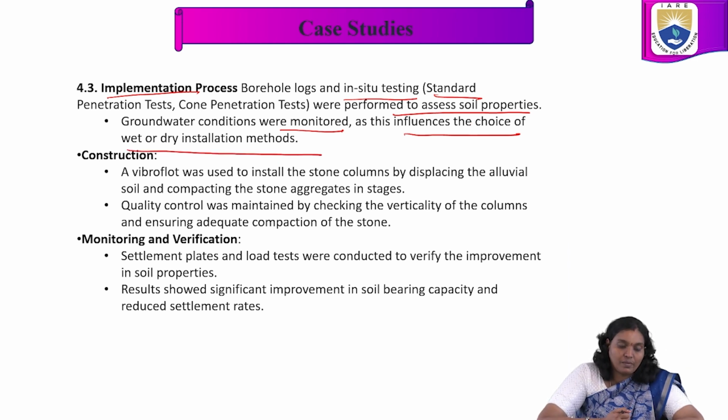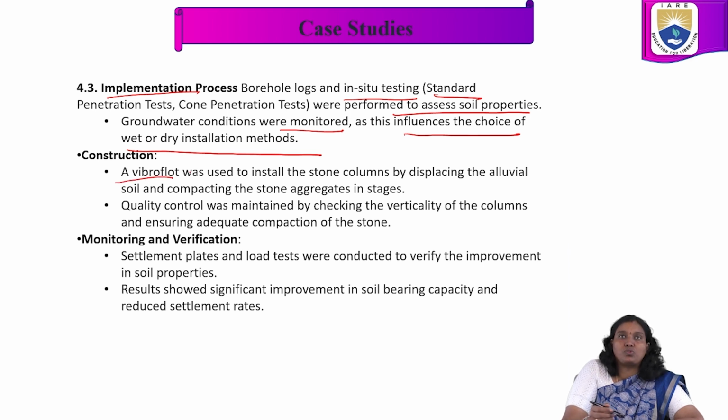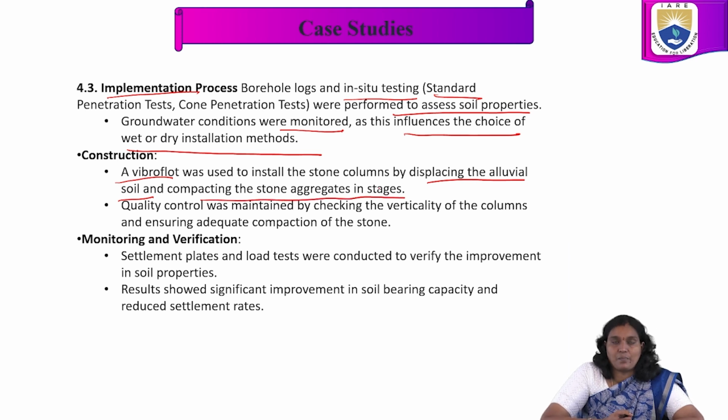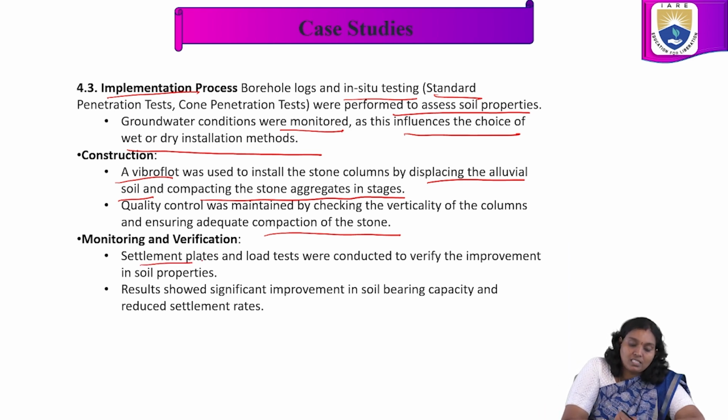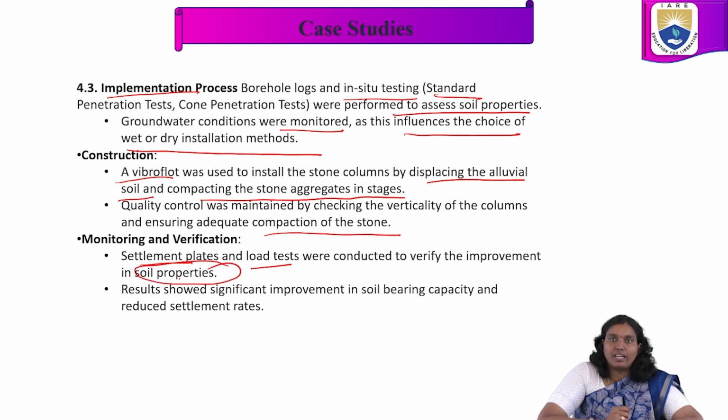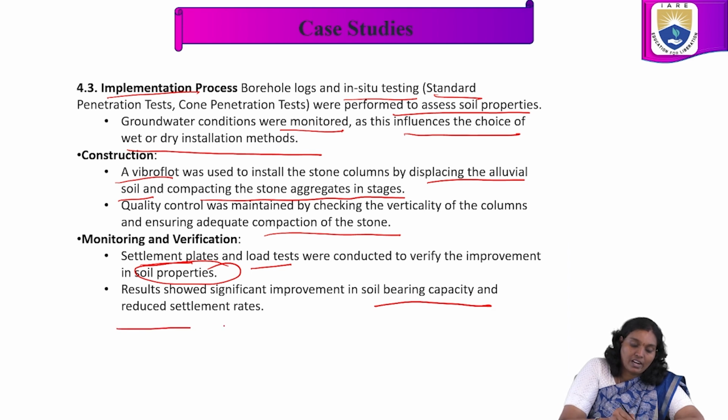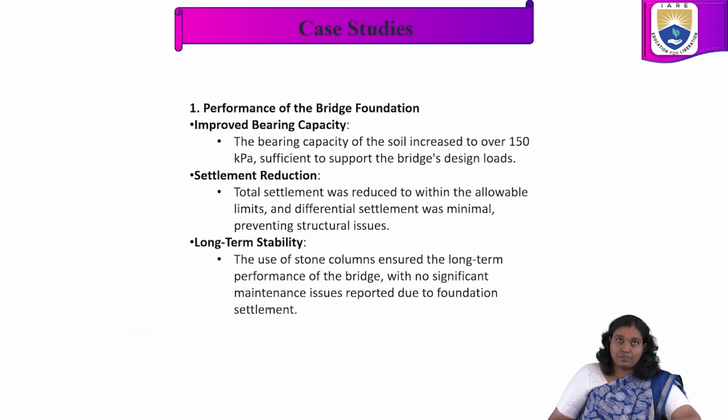In this construction, a vibro float was used to install the stone columns by displacing the alluvial soil and compacting the stone aggregates in stages. Quality control was maintained by checking the verticality of the columns and ensuring adequate compaction of the stone. For monitoring and verification, settlement plates and load tests were conducted to verify the improvement in soil properties, and the results showed significant improvement in soil bearing capacity and reduced settlement rates.